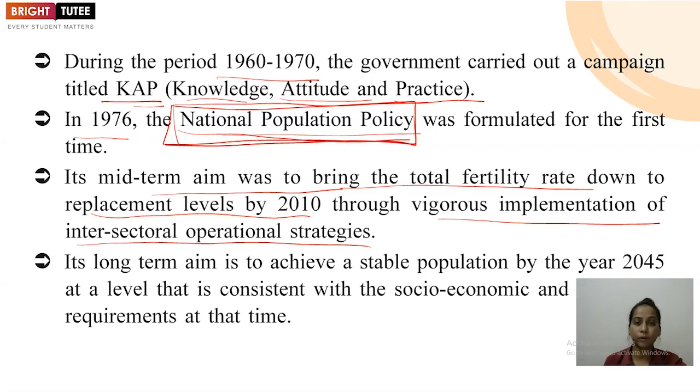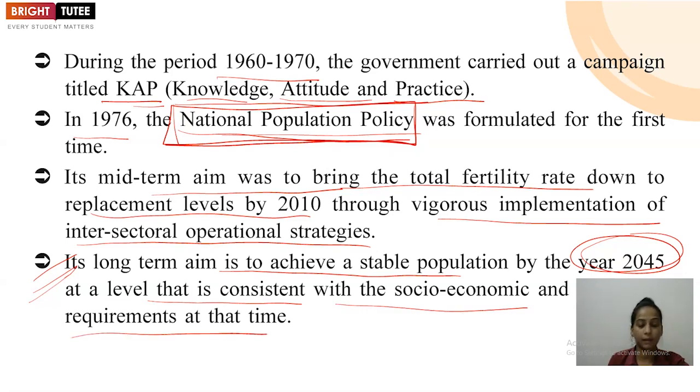So these kinds of programs, or these kinds of initiatives, were taken by the government. Here if we talk about the National Population Policy, its main aim was to achieve a stable population by the year 2045. Clear? Means somewhere to control the birth rate, to control the growth rate of the population at a level that is consistent with the socio-economic requirement at that time. So our focus, our target is 2045, by which we are working on controlling the population, with the socio-economic requirement at that time.